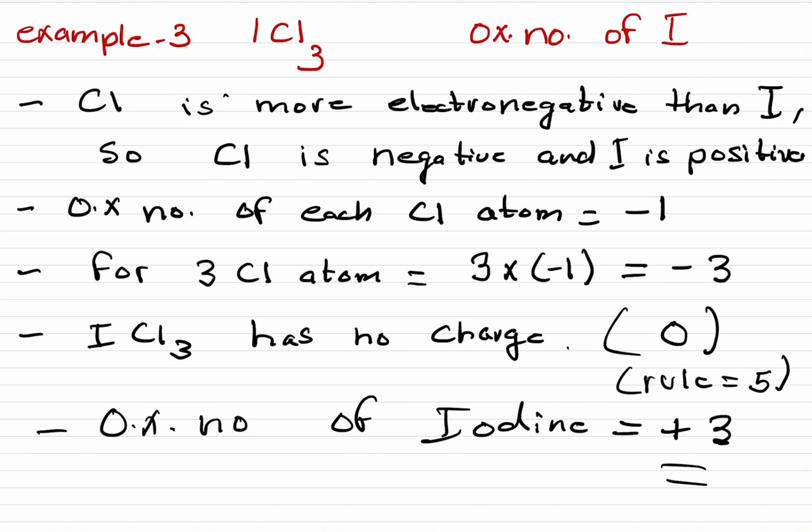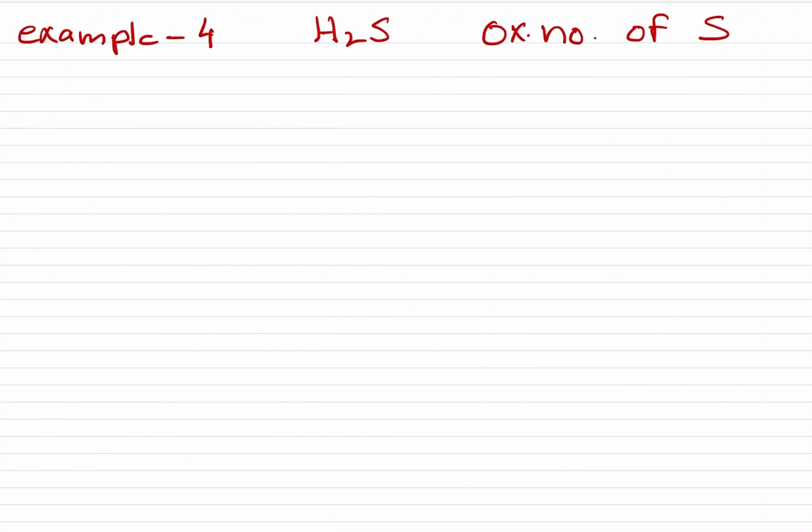Let's move on to the last example, H2S. Here we have to find the oxidation number of sulfur. Overall, it's a neutral compound. Why is it a neutral compound? Because there is no charge. Therefore, the overall charge is 0, according to the rule, because it's a neutral compound.